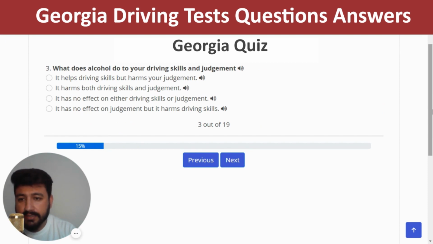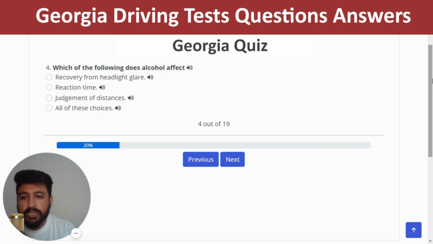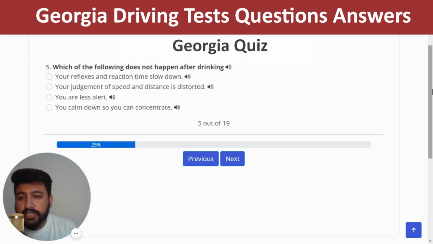The third question is, what does alcohol do to your driving skills and judgment? The right answer is, it harms both driving skills and judgment. This is the right one, and we will move to the next. The fourth question is, which of the following does alcohol affect? So the right answer is all of these choices. So I'm going to click on the last option. Which of the following does not happen after drinking? So the right answer is, you calm down so you can concentrate. So I'm going to click on the last option.